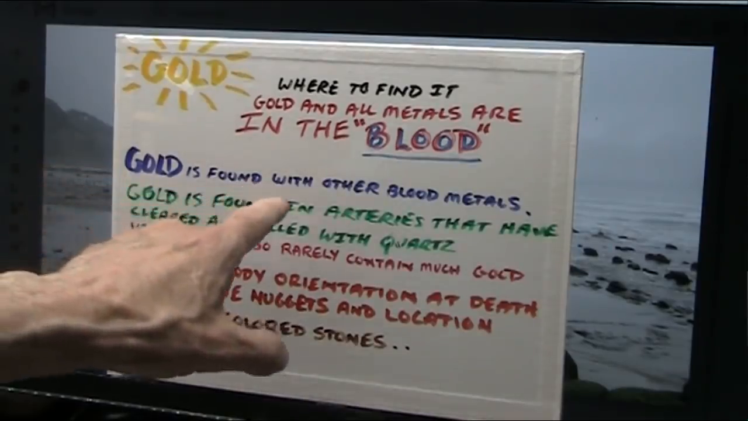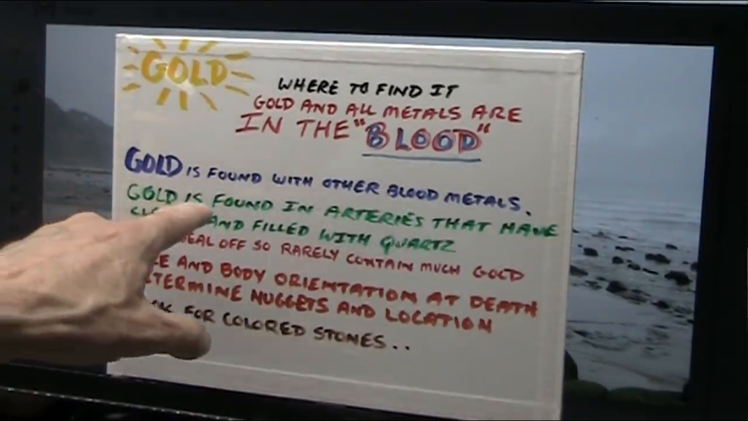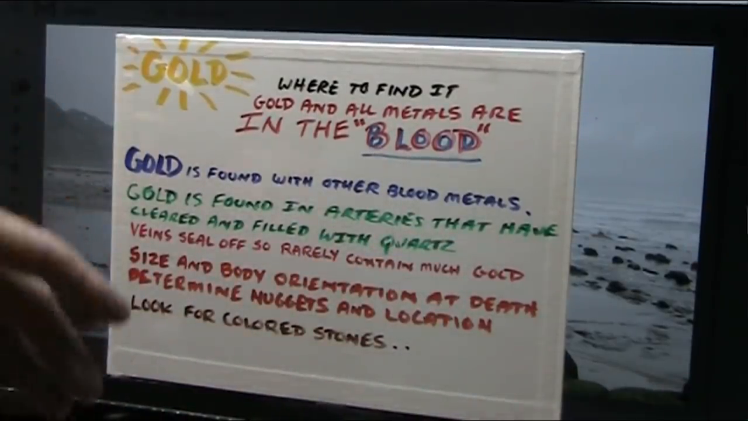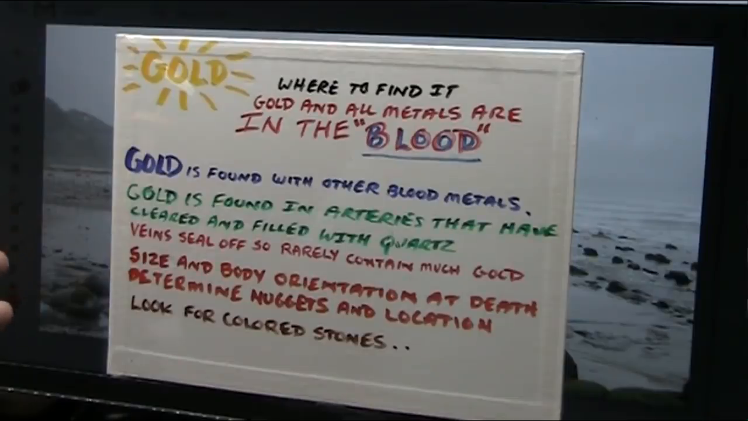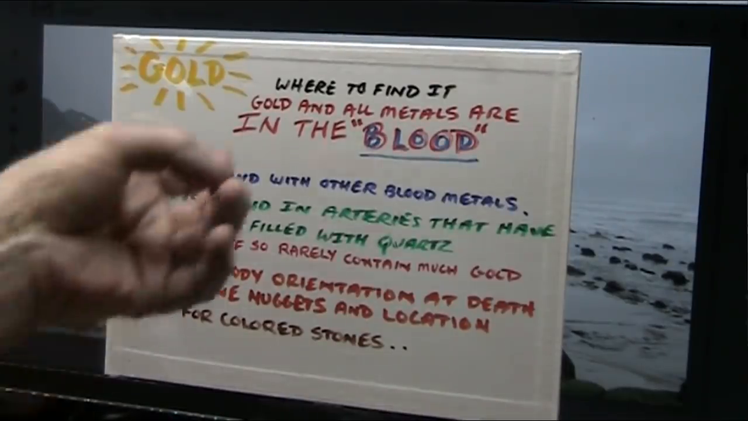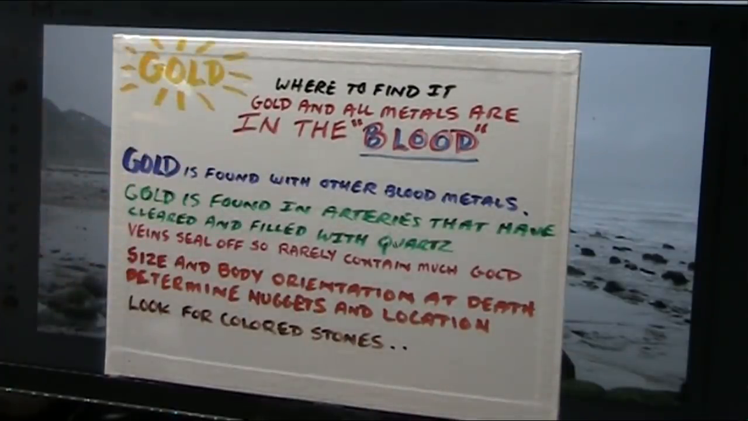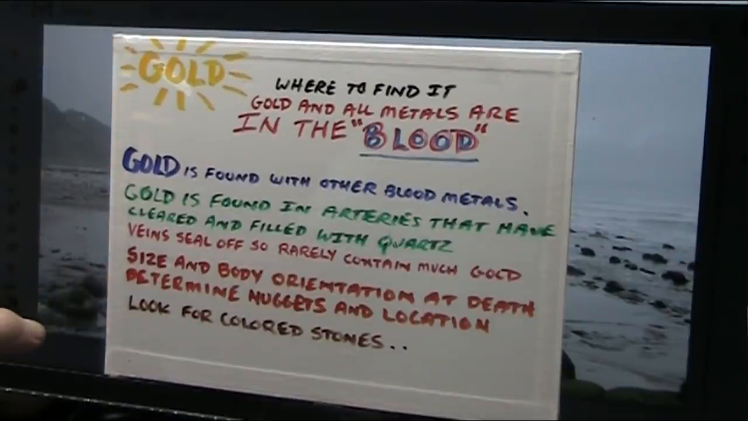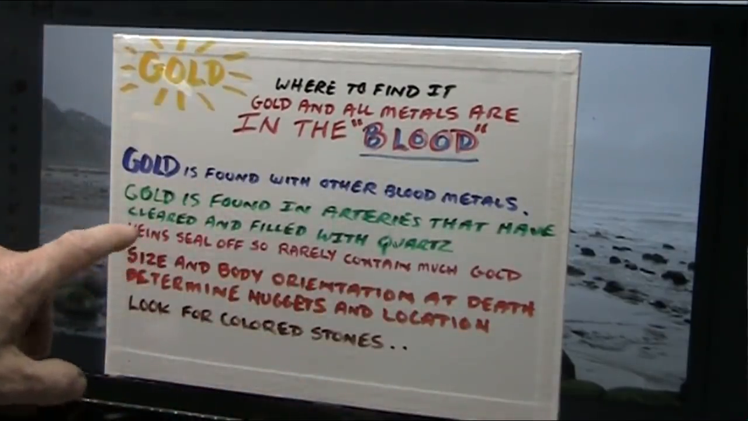Gold is found with other blood metals. And gold is found primarily in arteries, where the red blood drained out because there's no restrictions to it. It flows out into solution in the waters. It fills up with silicon dioxide, and wherever the blood was is heavy. Where the gold was is heavy, and it collects in these little pockets. Now, the veins seal off, so you rarely find gold in the vein tubing because it's sealed off with valves, and that's where the black blood is.